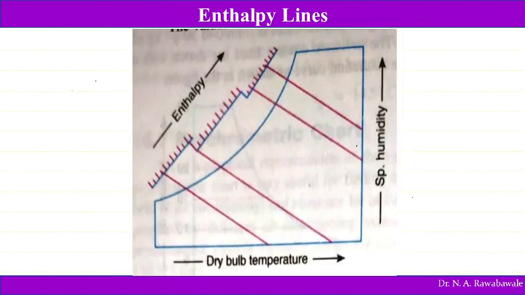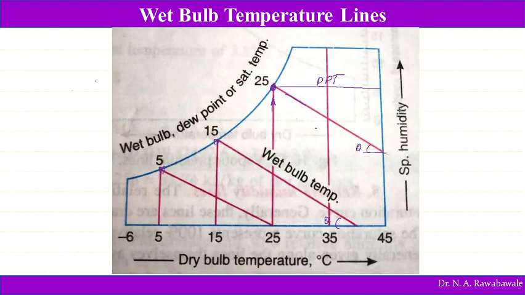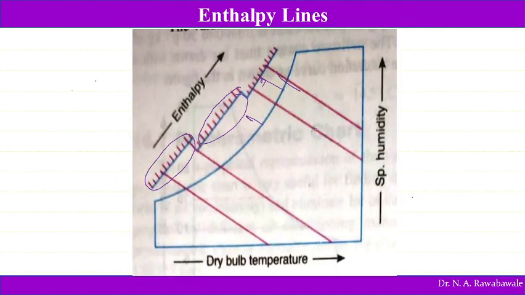Then next one is enthalpy lines. Enthalpy lines are given in the inclined way, and the enthalpy values are written on this enthalpy scale, which is written here above this saturation curve. Enthalpy lines are straight lines which are sometimes approximately parallel to WBT lines. As we have seen, wet bulb temperature lines are also inclined. So these lines are somewhat parallel to the WBT lines, and enthalpy is given on the enthalpy scale.